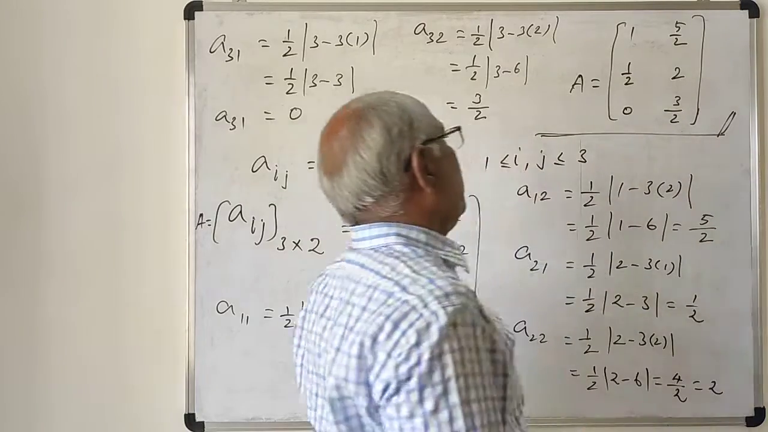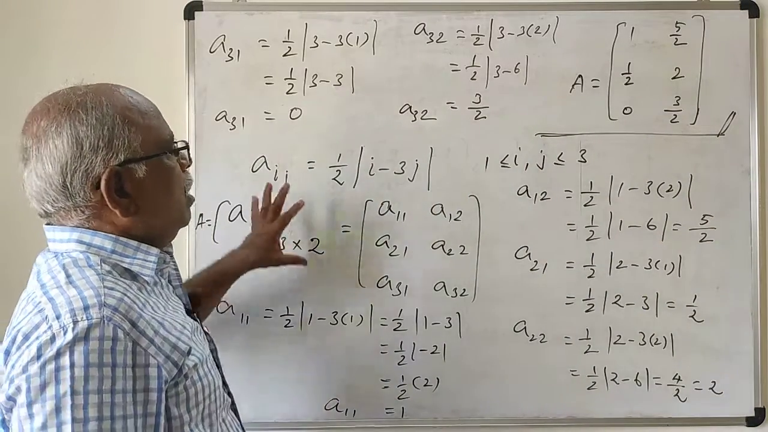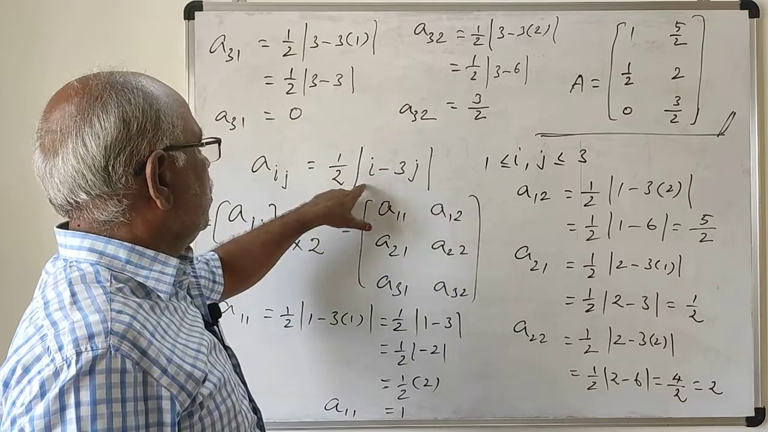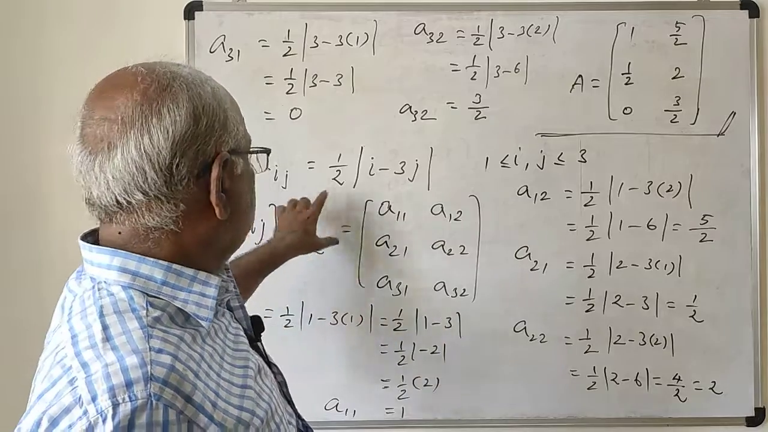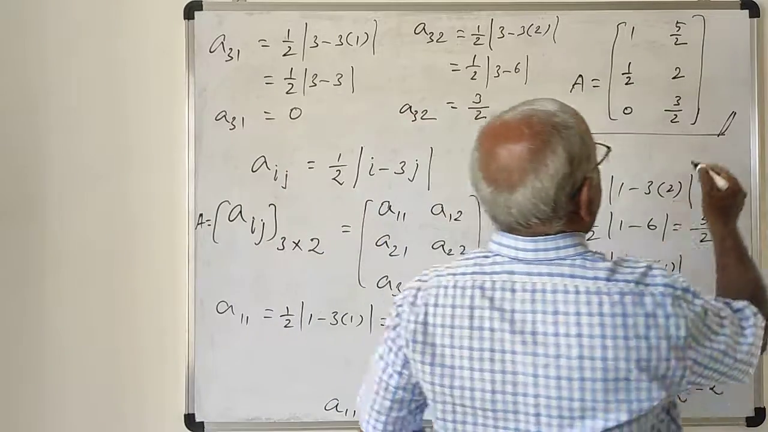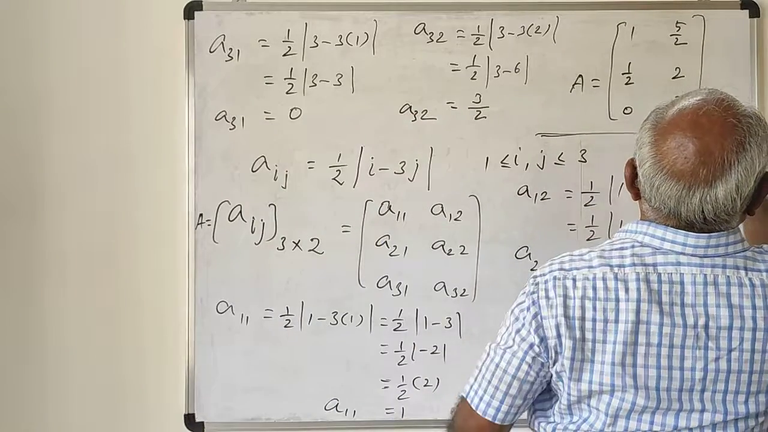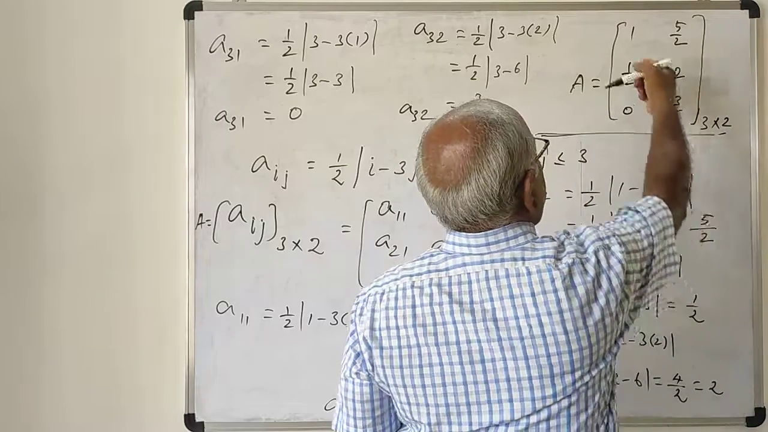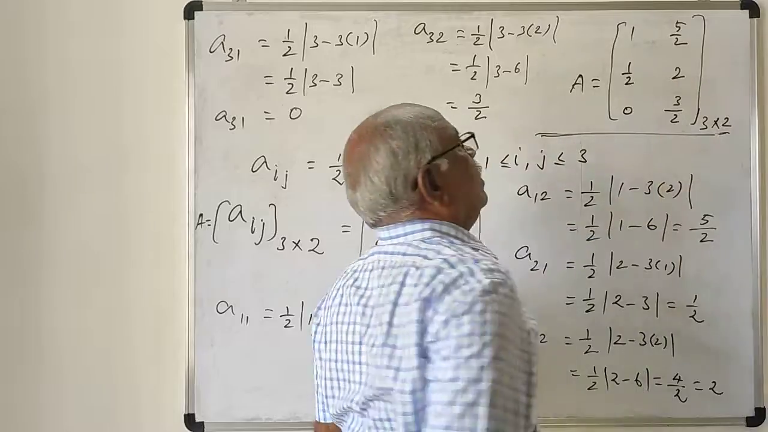This is the problem. So we have determined this matrix under the rule Aij equal to 1 by 2 into mod of i minus 3j, and using this rule we have constructed a 3 by 2 matrix, 3 rows and 2 columns. This is the required answer.